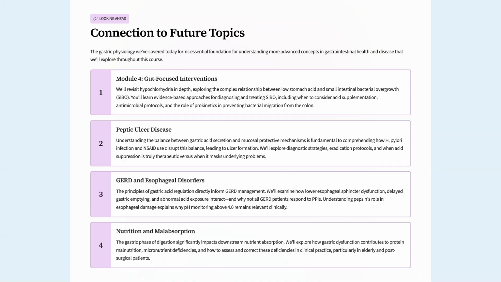This module connects to several future topics in the course. Module 2 will cover peptic ulcer disease and its relationship to acid-pepsin imbalance. Module 3 explores gastroesophageal reflux disease and the role of acid in esophageal damage. Module 4 examines pharmacological management of acid-related disorders, including proton pump inhibitors and H2 blockers. Module 5 discusses nutritional implications of altered gastric function. These interconnected topics build a comprehensive understanding of gastric physiology and pathology.